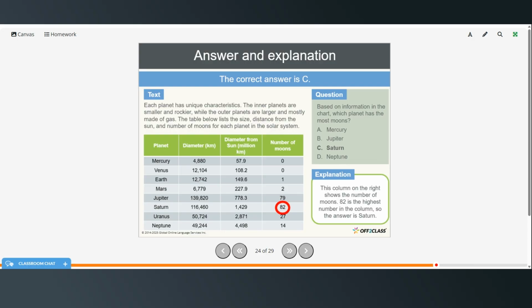So the question was based on information in the chart, which planet has the most moons? The answer is choice C, Saturn. You can find that in this table.